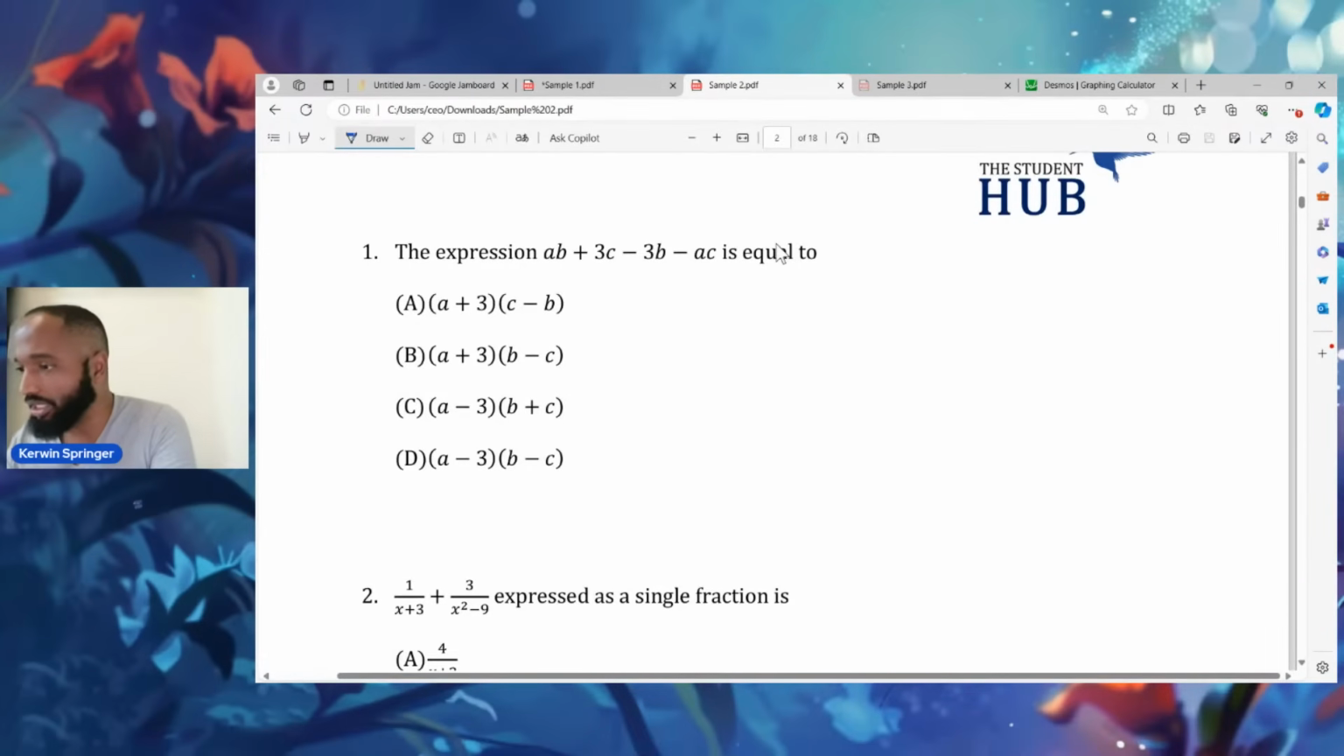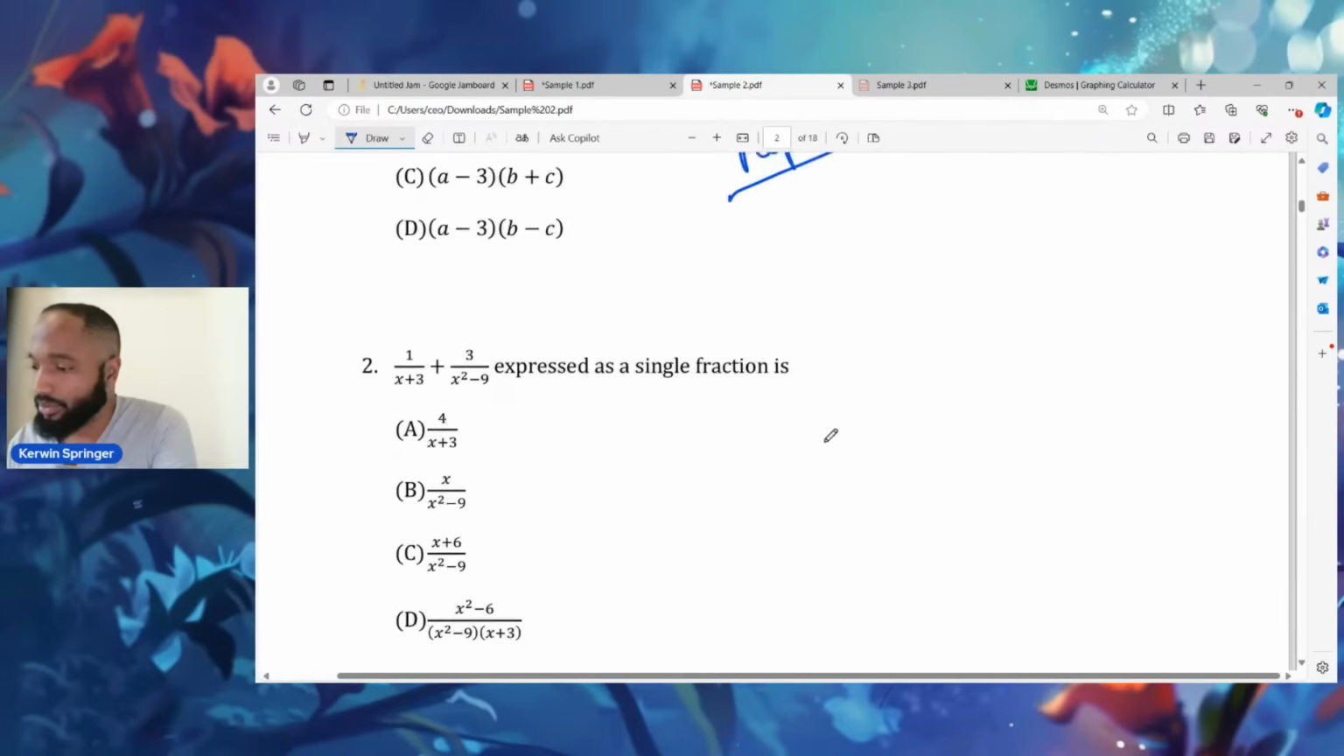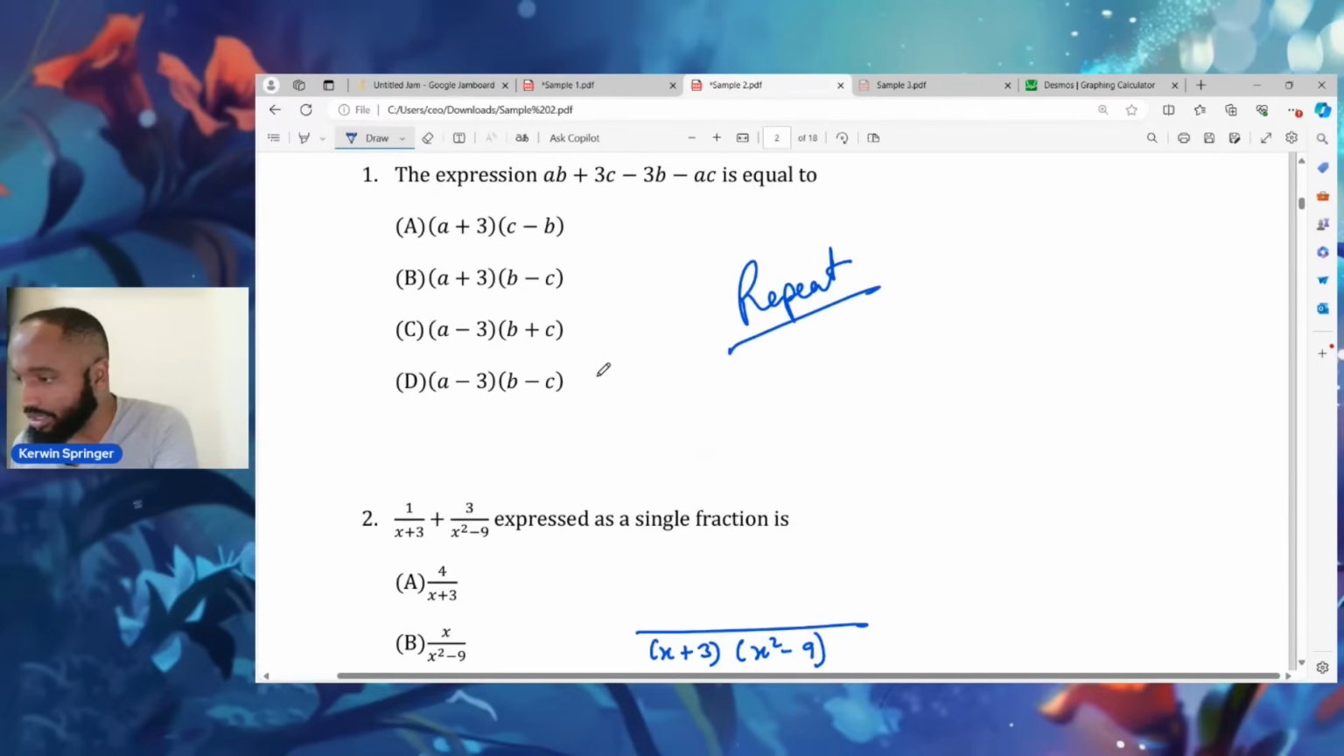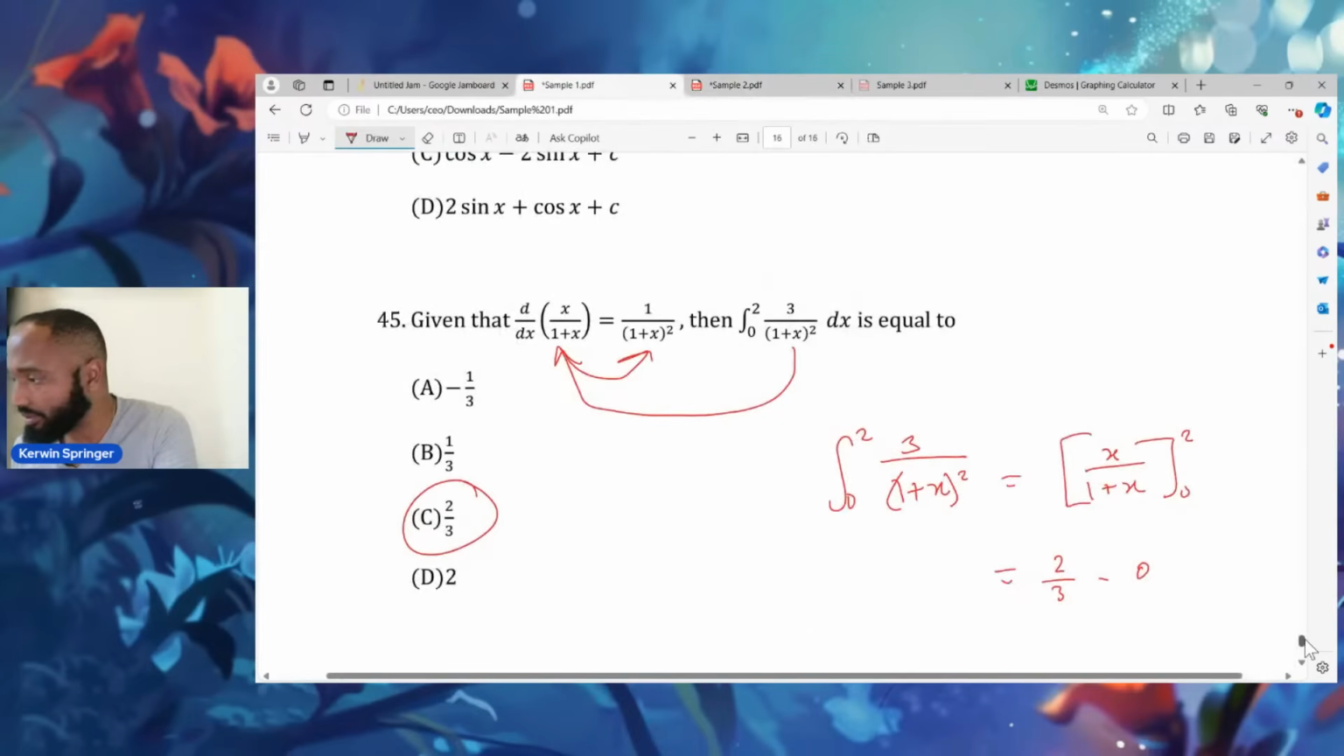So this expression is a repeat. I'm not doing any repeats, right? 1 over x plus 3, expressed as a single fraction. So this is x plus 3 over x squared minus 9. For the repeats, I could still stick in what the answer was.